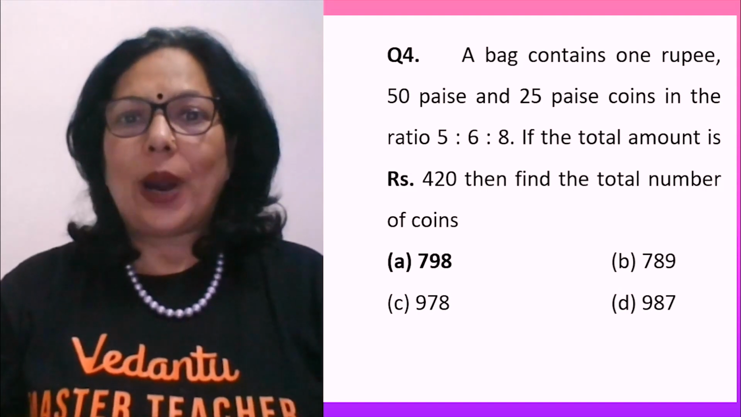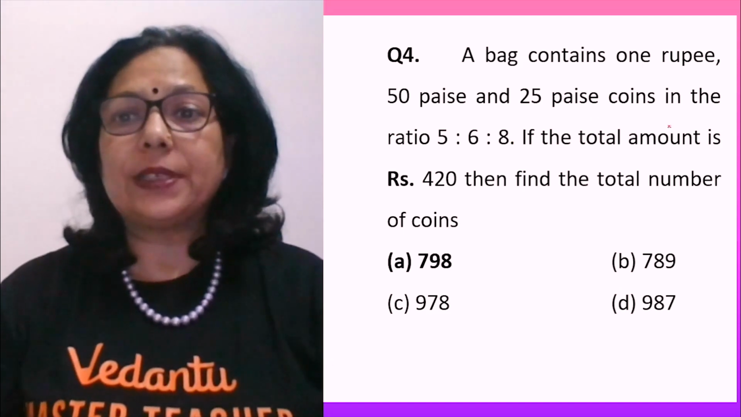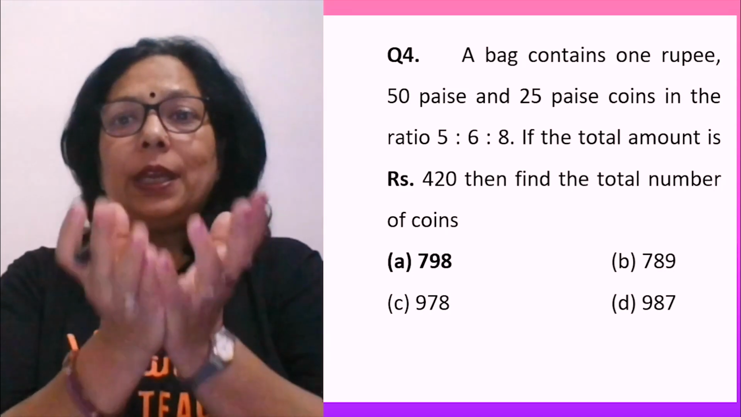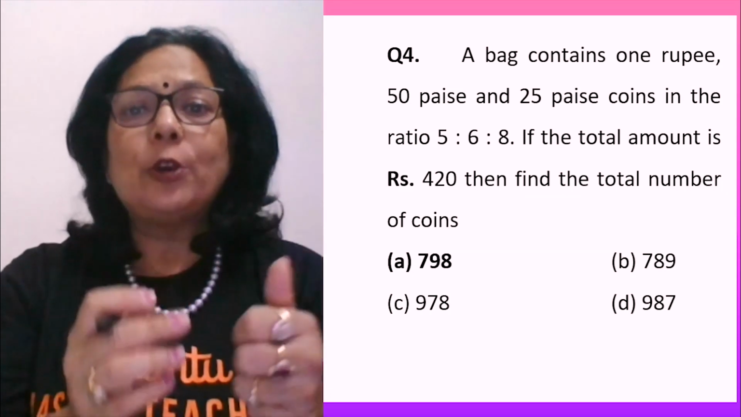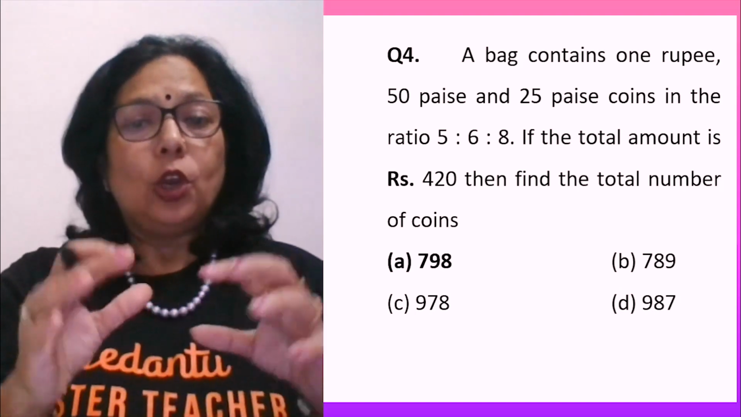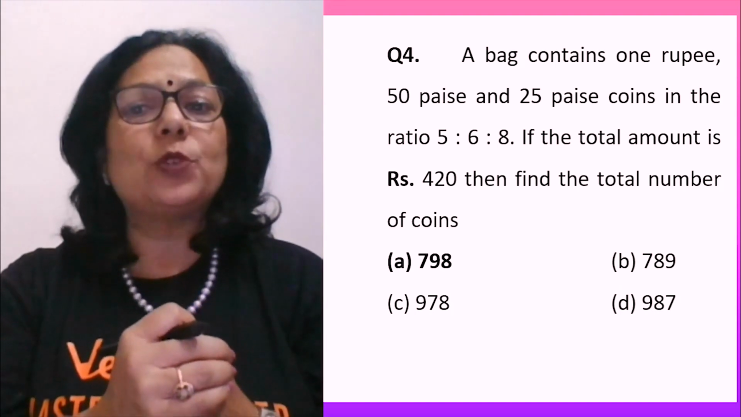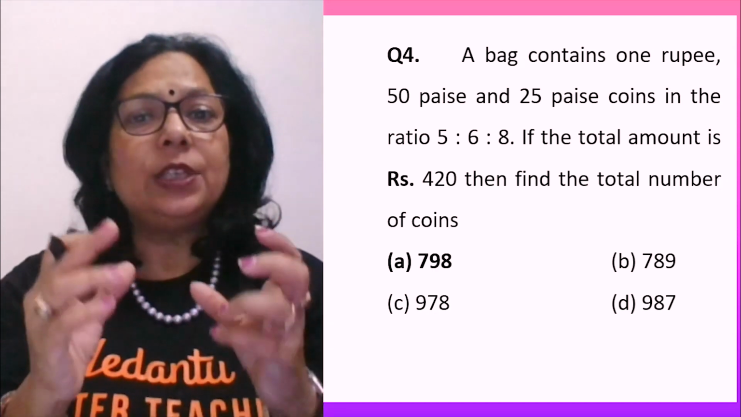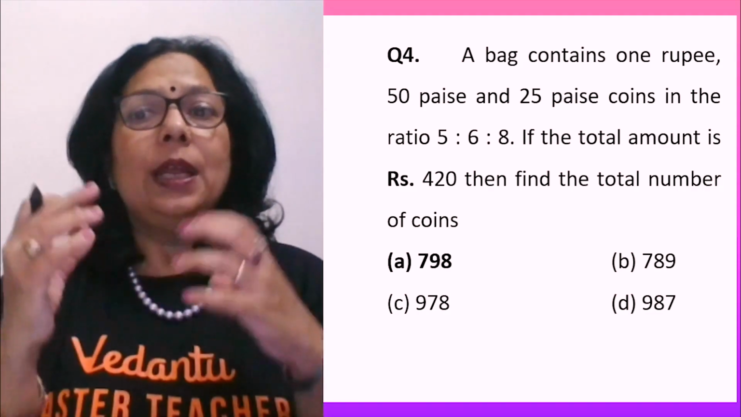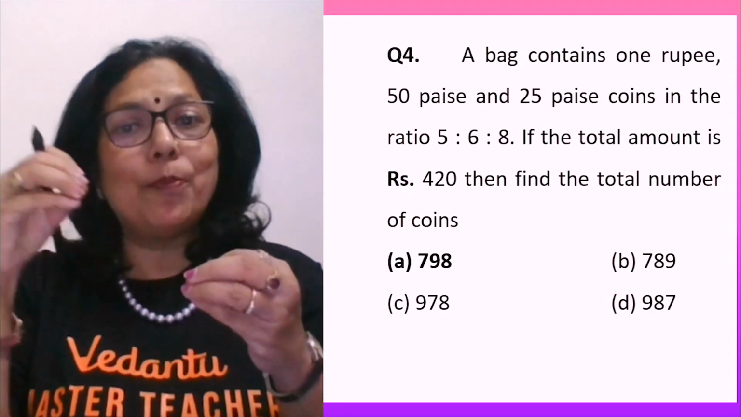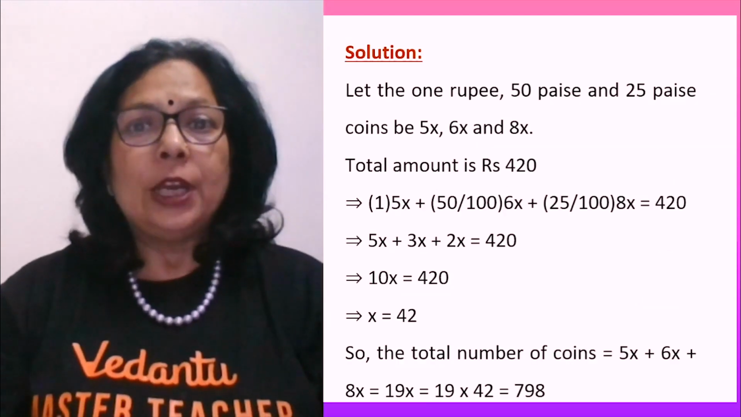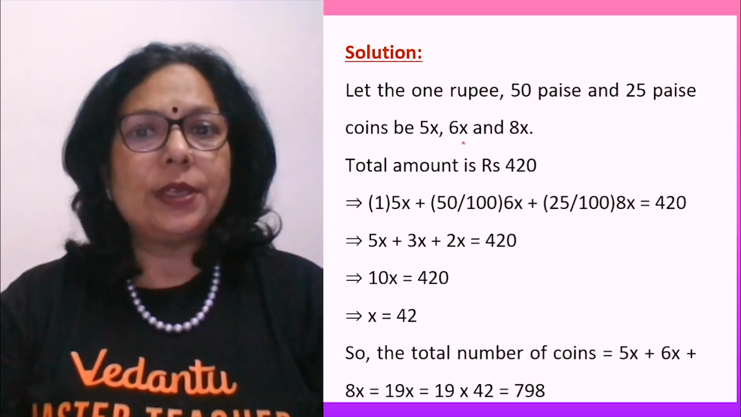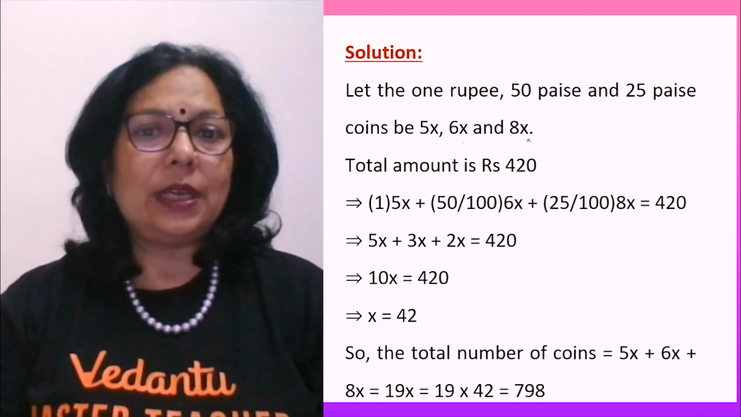A bag contains 1 rupee, 50 paise and 25 paise coins in the ratio 5 is to 6 is to 8. Means you have a bag, a potli, in which there are 3 types of coins: 1 rupee, 50 paise and 25 paise coins. If you count their total, you get rupees 420, and you have to find out how many coins of each kind you have. Find the total number of coins. So let us suppose that the number of 1 rupee coins is 5x, 50 paise coins is 6x and 25 paise coins is 8x.